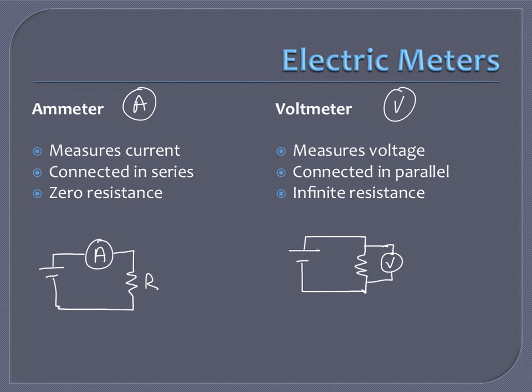Why is it in parallel? Because we assume it has infinite resistance. That means you can't get past it. In order to not disturb the circuit, you want to separate it from the circuit. Put it in a separate branch. That way it doesn't disturb what's going on. Now if you want to measure this across the battery, then you've got to put that in parallel to the battery as well.